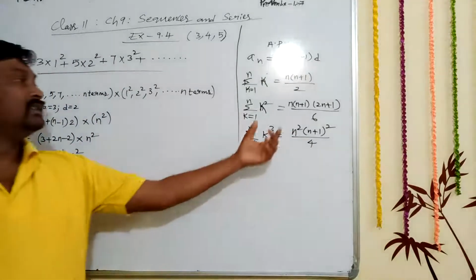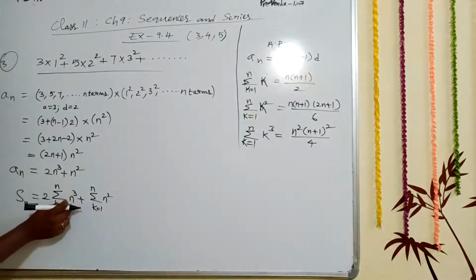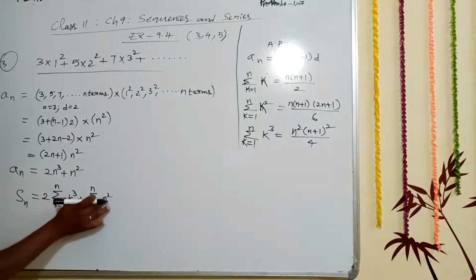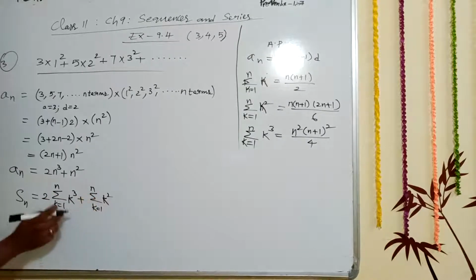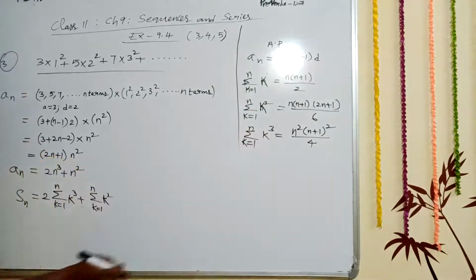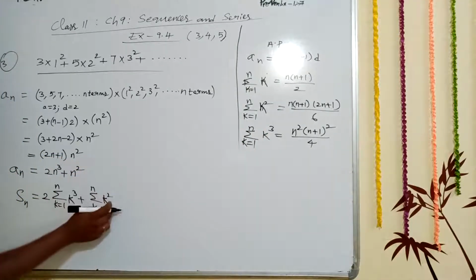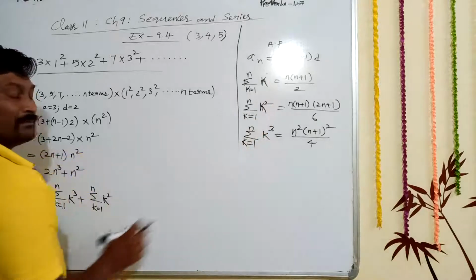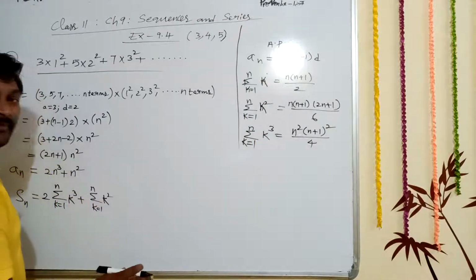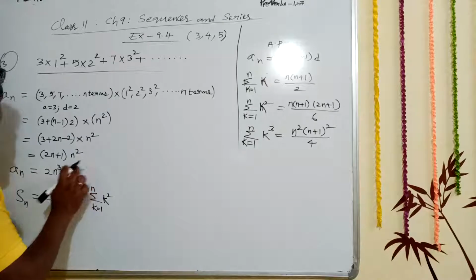Okay. So now let us see, in this place, not n cube, it is k cube, and this has k square. Sigma k equals 1 to n of k cube means this formula, and sigma k equals 1 to n of k square means this. Sigma is nothing but the sum of 1 to n terms.